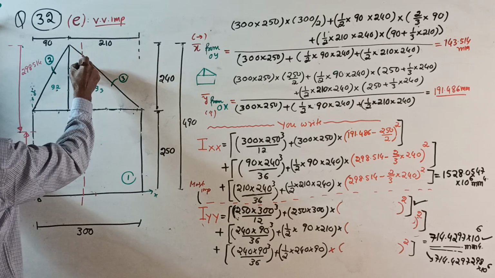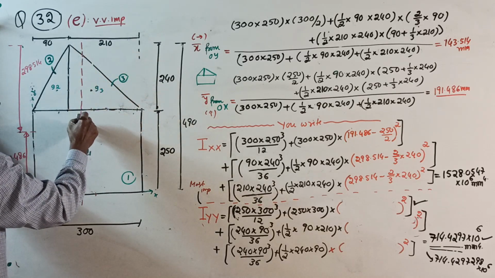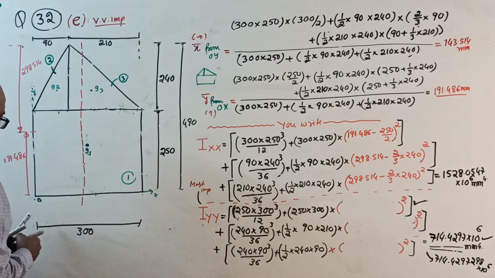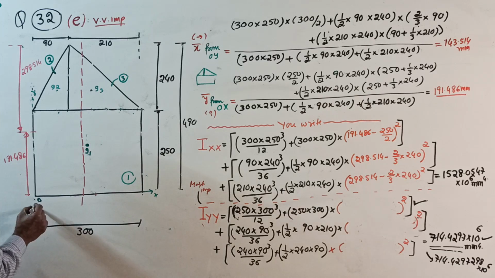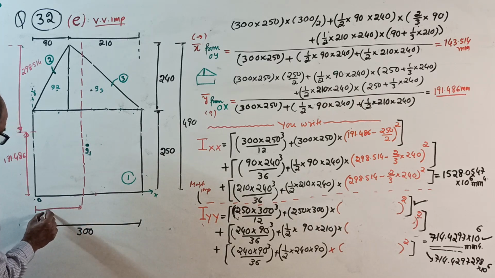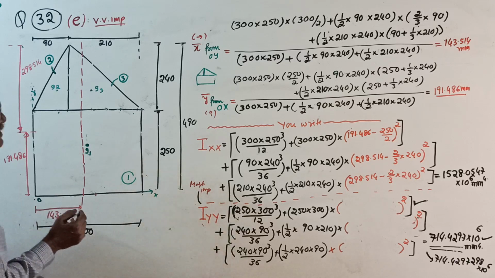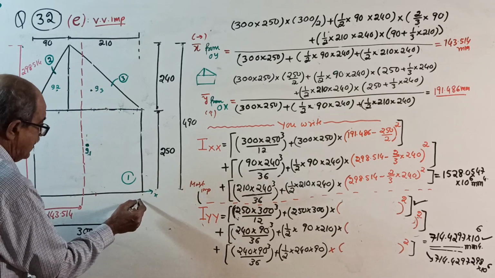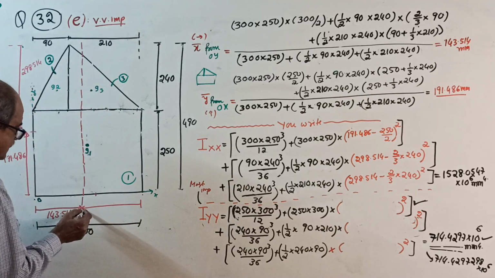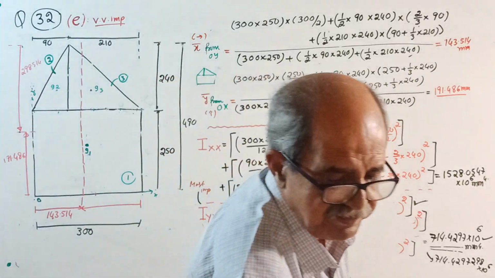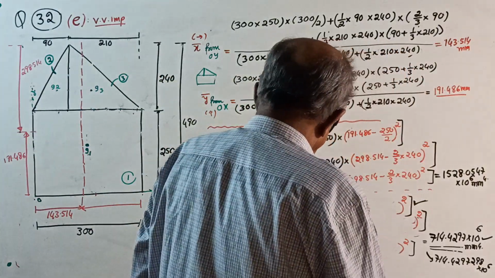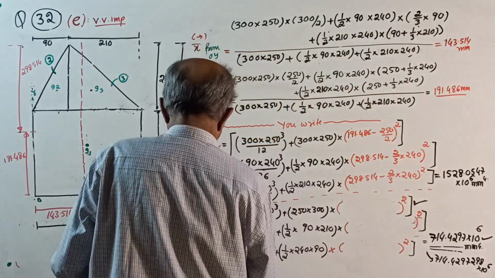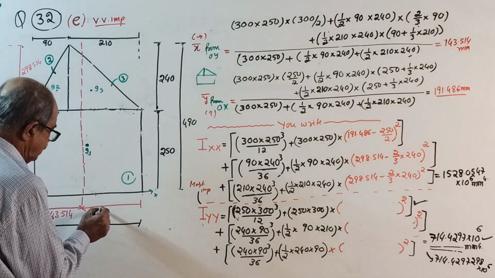This is your y axis. See, I will mark G1 here. G1 is here, G2 is here. Now I will mark distance here. This is 143.514. Then from the other side, it will be 156.486. I noted it down there, last calculation. 156.486.